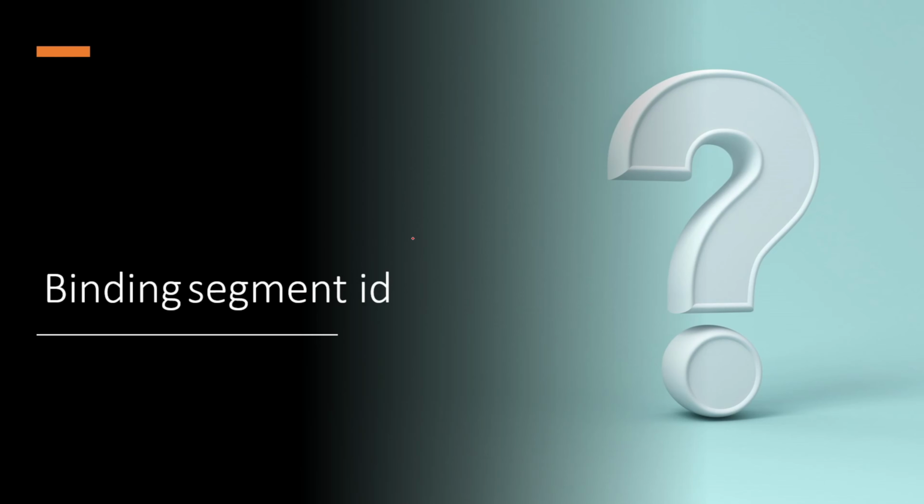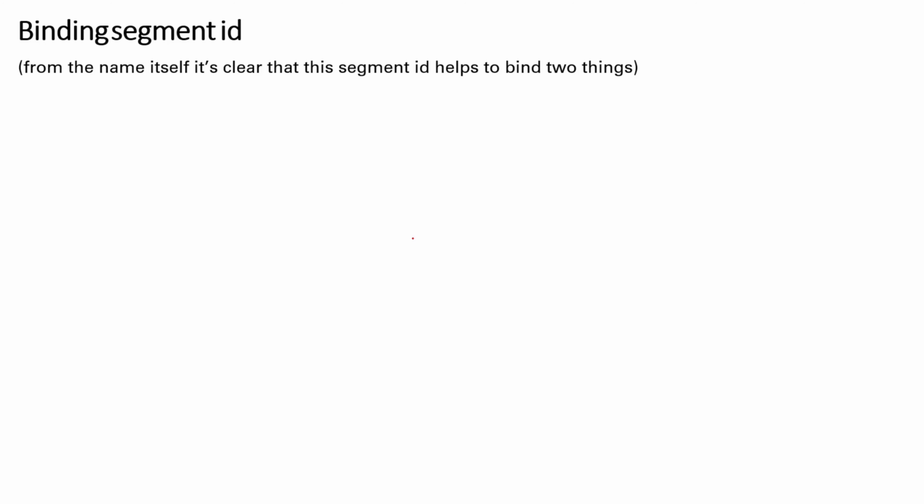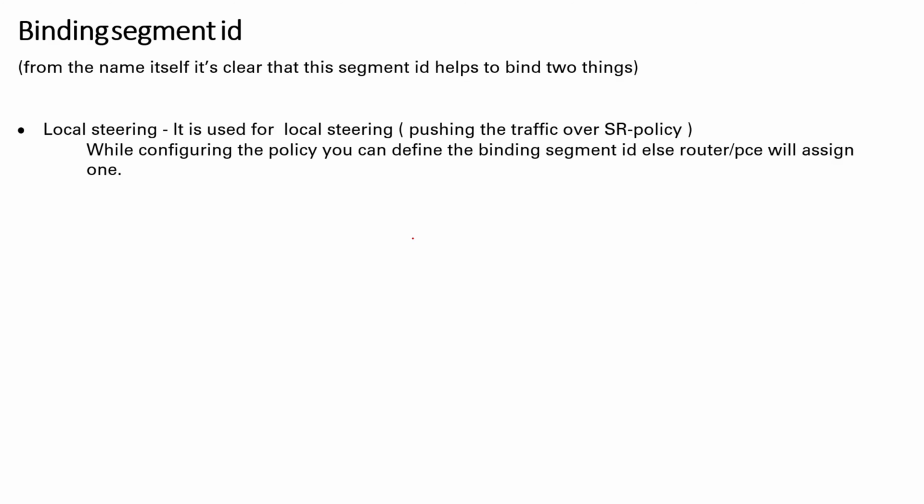Next we will see what the binding segment ID is. So the name itself suggests that it binds between two things. First, when we configure the SR policy on your box, which we will see in subsequent sessions, you have two options: either you can define the binding SID manually, or the router will assign it automatically.